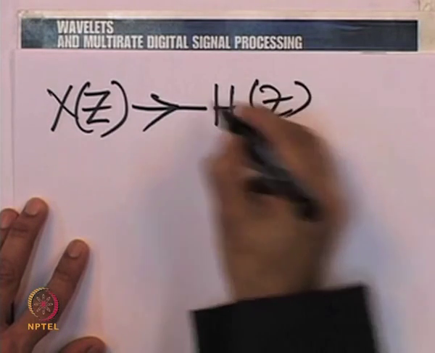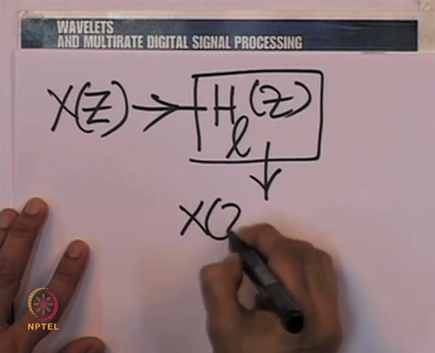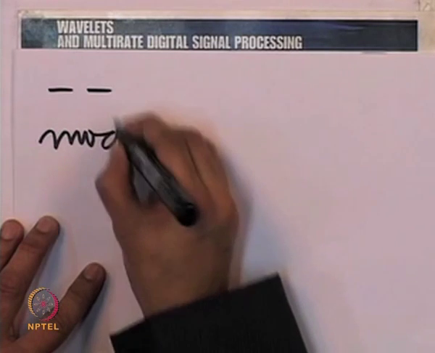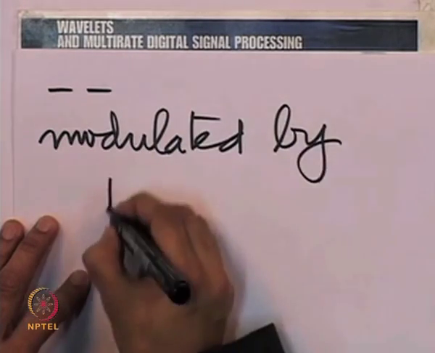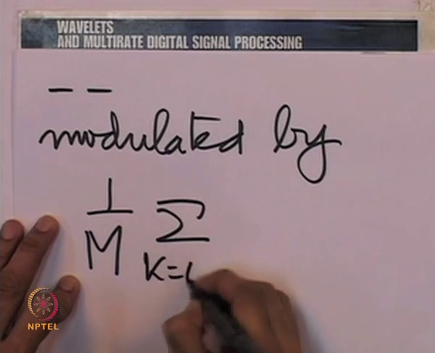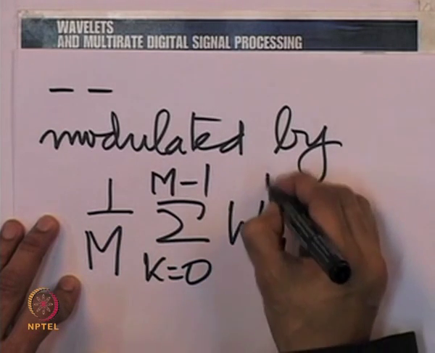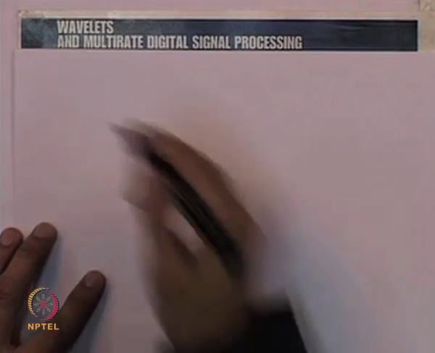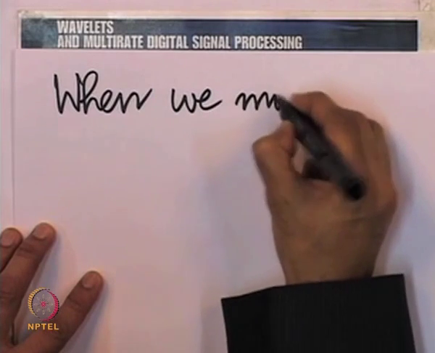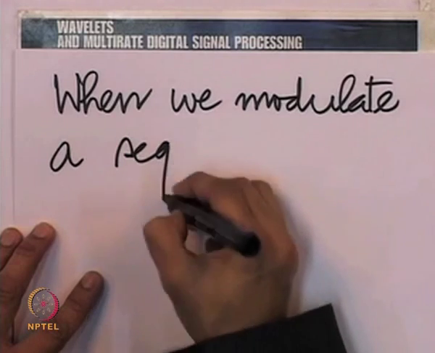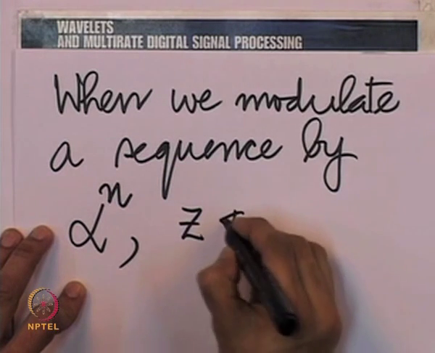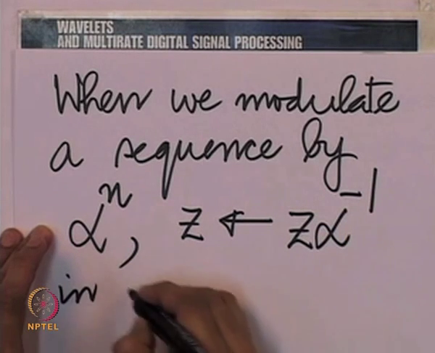After being processed by H L Z, we have X Z times H L Z. Now, this is modulated by 1 by m summation k going from 0 to m minus 1 w m raised to the power k n. And recall that when we modulate a sequence by alpha raised to the power of n, z is replaced by z alpha inverse in the z transform.